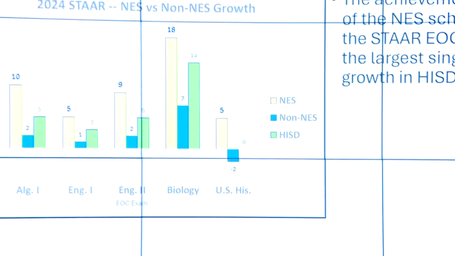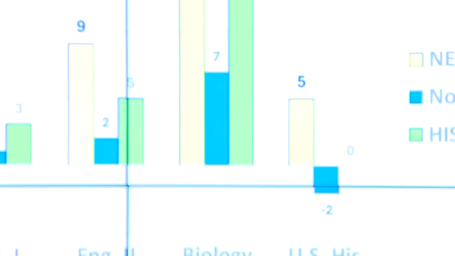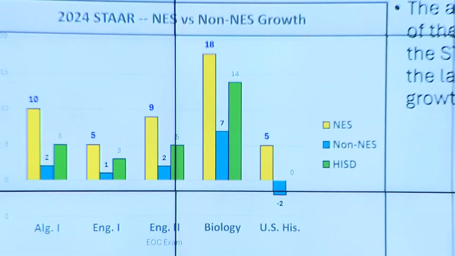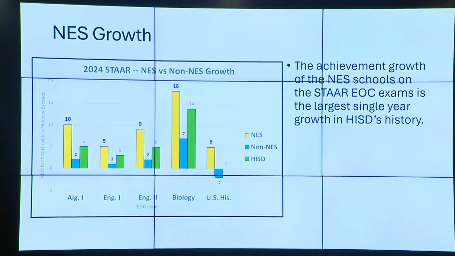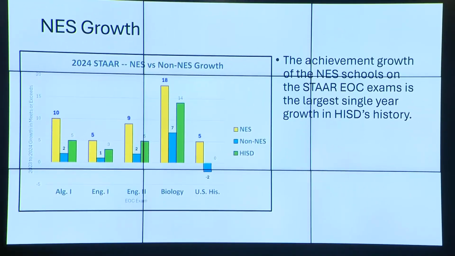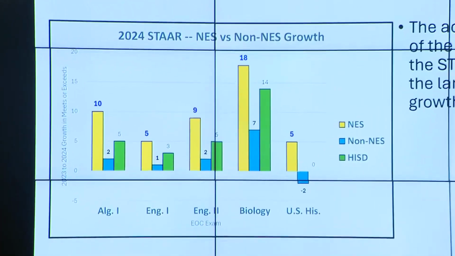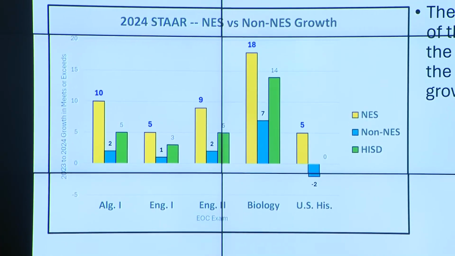In any case, the data that you have in front of you, the green bar is HISD, the blue bar is non-NES schools, so still positive, still good, still better than the state, but the yellow bar is NES. And I'll remind the audience that we have 85 NES schools, 275 total schools, 274 total schools.